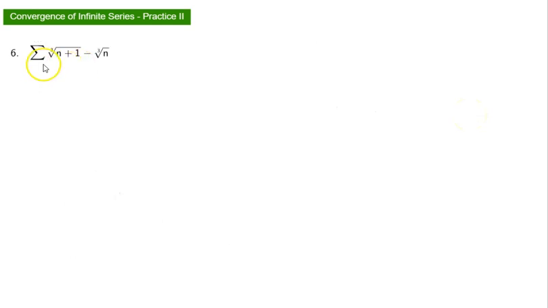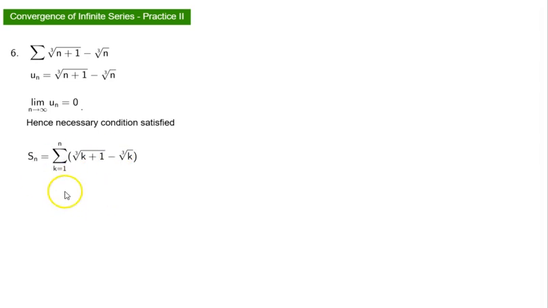Sixth one, we have the series cube root of n plus 1 minus cube root of n. Very similar to the previous one. So the nth term u sub n is equal to cube root of n plus 1 minus cube root of n. Limit as n goes to infinity of u sub n is equal to 0. Same argument. As n becomes larger and larger, the cube root of n plus 1 gets closer and closer to cube root of n. That means the difference tends to 0.